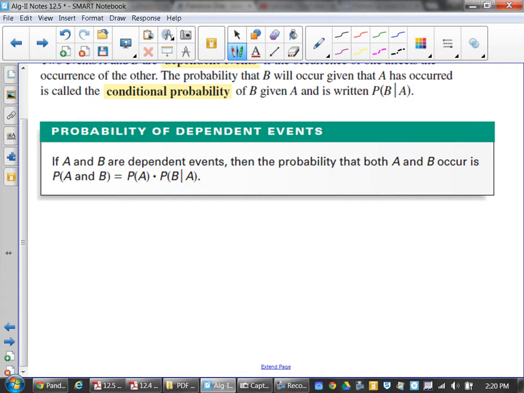So what happens is you say it as: if A and B are dependent, the probability of both A and B occurring is the probability of A and B equals the probability of A times the probability of B given A. That's just saying that the probability of B, this vertical line means given A has already occurred.